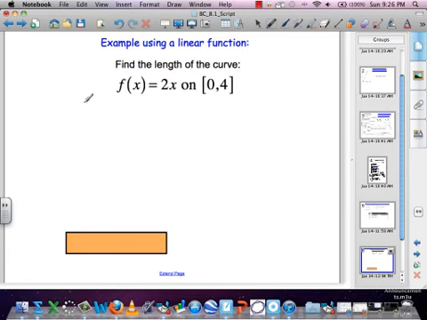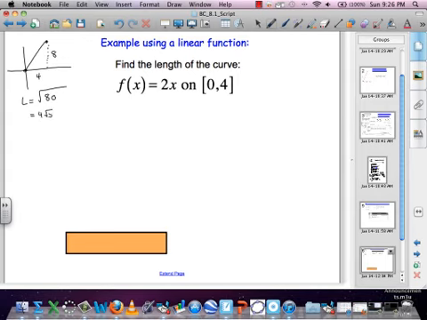So let's start with the linear function. We know the answer to this with geometry. We don't need calculus, but just go ahead and do it anyway. So the curve, or the line in this case, would look like this. And if we draw a triangle diagram, this is 4, this is 8. So the length here, using the Pythagorean theorem, is going to be the square root of 64 plus 16. Is that right? 64 plus 16, so the square root of 80, or 4 square roots of 5. Should be our answer when we're done here.